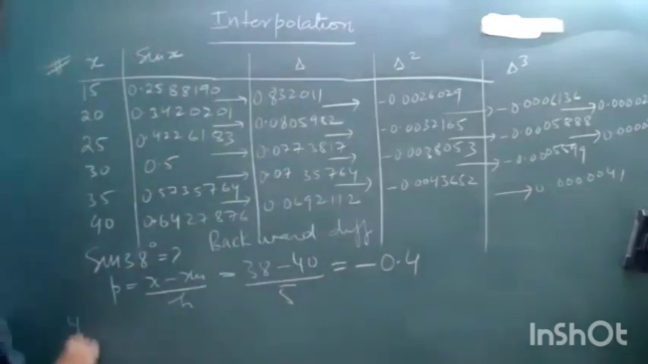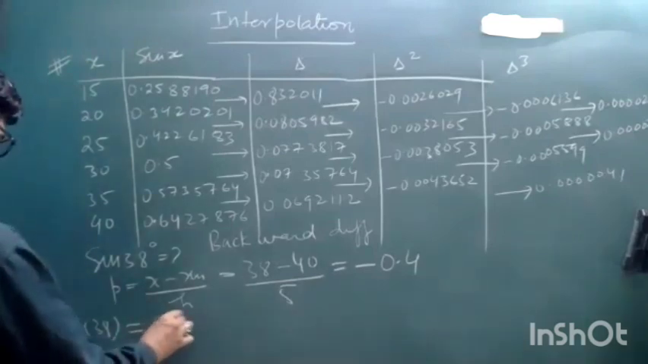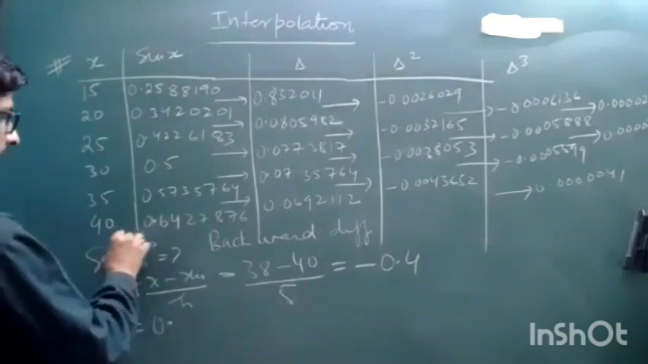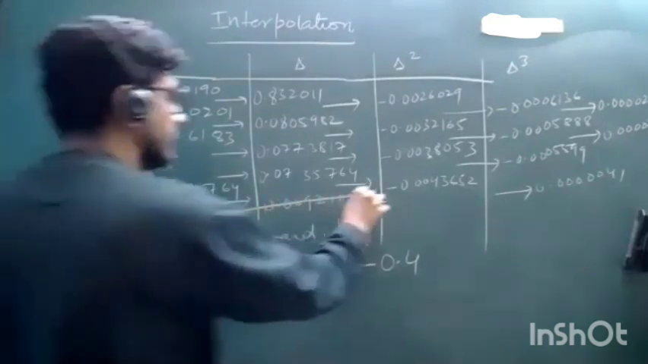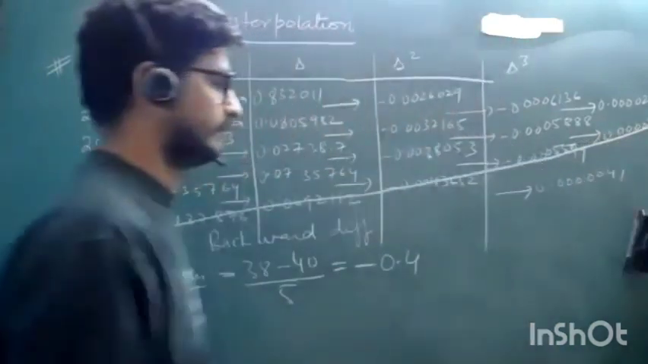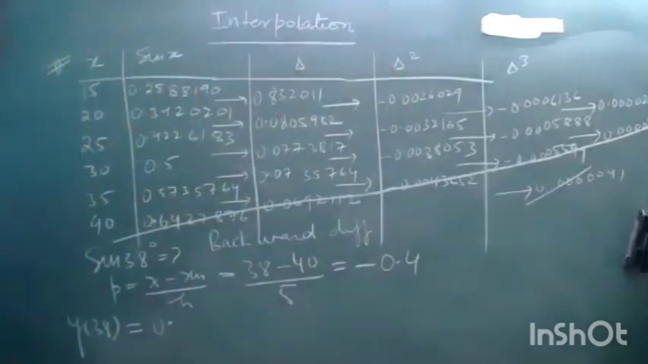So how will you write y38 using the backward method? That will start from here and use all these values, and finally this last one is this. This is the backward method. Correct?